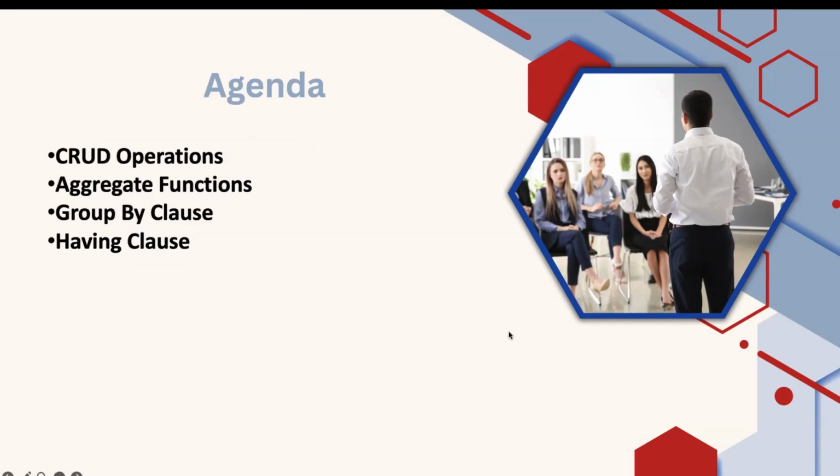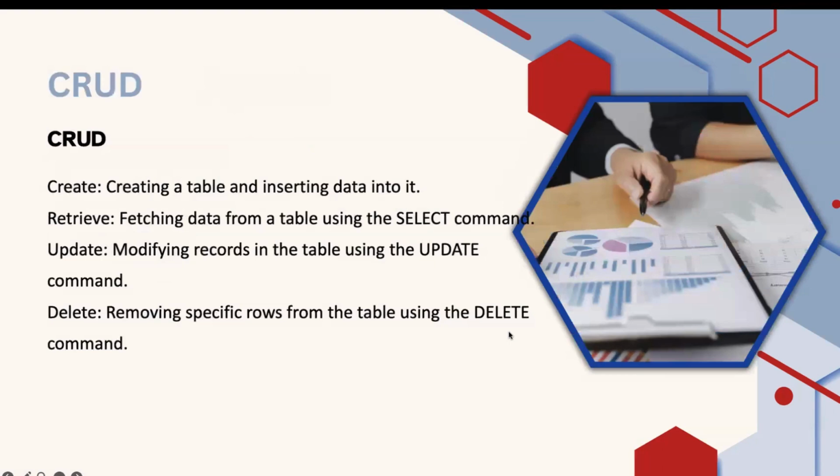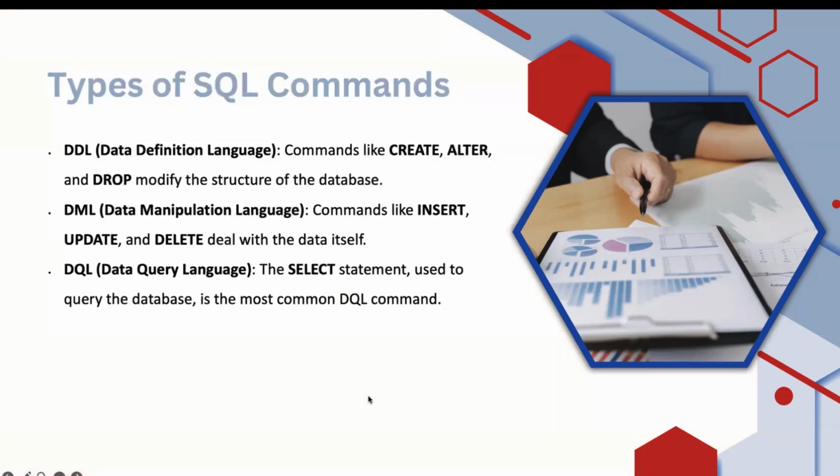So what is meant by CRUD operations? CRUD stands for, as I already mentioned, create, retrieve, update and delete. In create, we create a table and insert data into it. Retrieve means we are fetching the data from the table using the select command. Update means we are modifying the rows or records in a particular table using the update command. Delete means we are removing specific rows from the table using the delete command. We will see all these commands one by one.